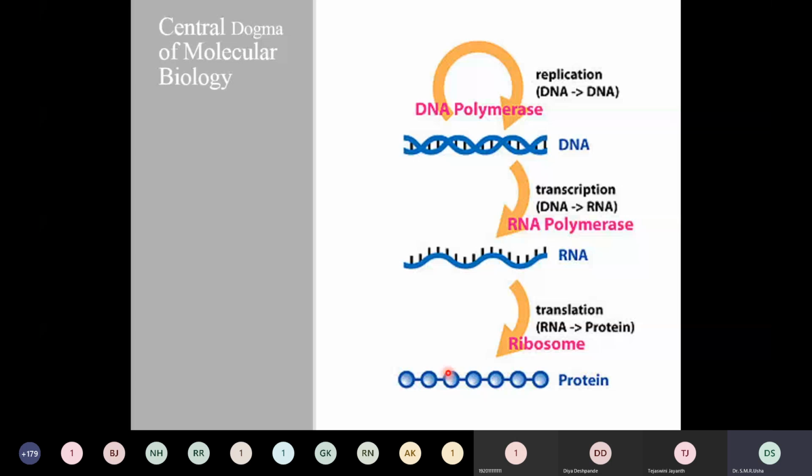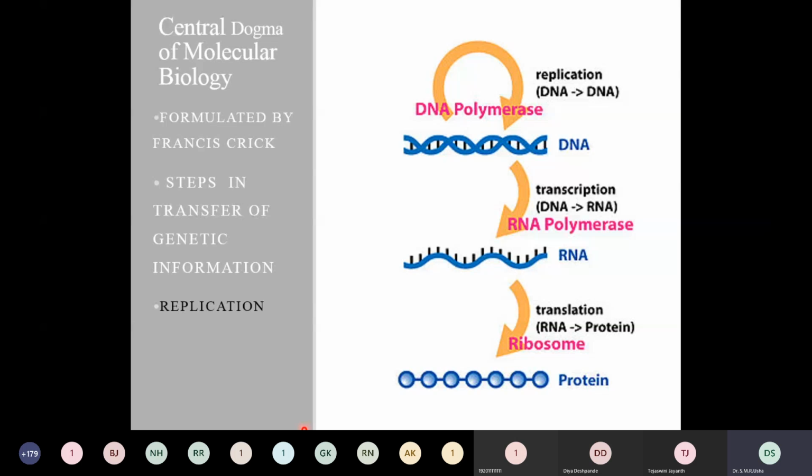Now coming to the central dogma of molecular biology. Now I am going to start with the replication. See, this was proposed by Francis Crick, and he explained how genetic information flows from DNA to RNA to proteins. The first process is replication, where the DNA makes an exact copy of itself, and when the cell divides, the daughter cells get an exact copy. This is followed by transcription and translation.